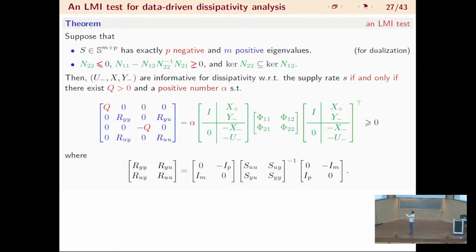But thanks to this particular assumption that S has exactly P negative and M positive eigenvalues, first one can prove that if the data are informative for dissipativity, then the storage function needs to be positive definite, which I totally skipped. Once it is proven, then you can also prove that it's just Q is P inverse.